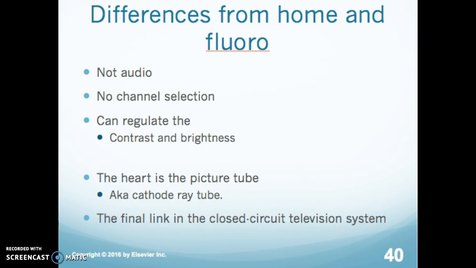So the differences from your home TV. There's no audio. It's probably the first thing you noticed, huh? There's no channel changing either, so no remote needed for changing the channels. You can regulate the contrast and the brightness. So this is the heart of it, the picture tube. So they also call it a cathode ray tube. This is the final link in the closed circuit television system.